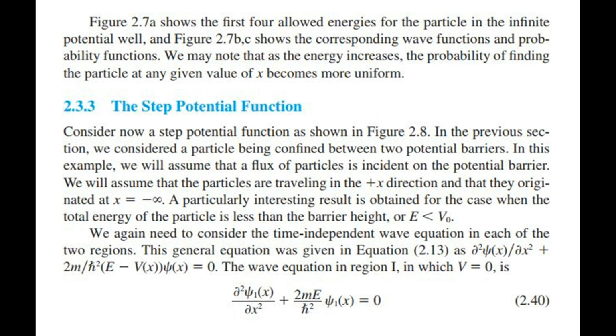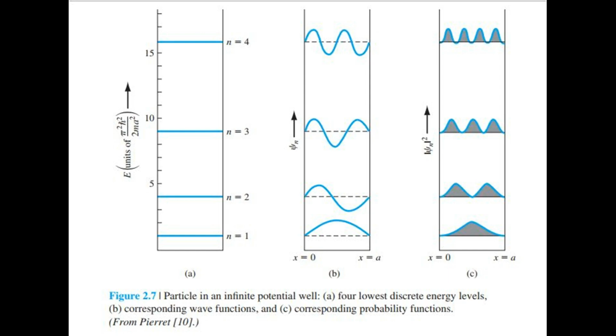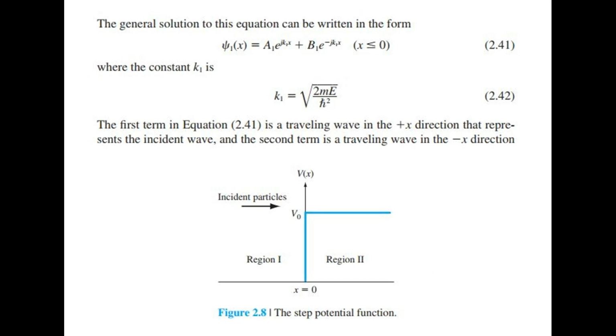The wave equation in region I, in which V = 0, is given. Figure 2.7: particle in an infinite potential well, (a) lowest discrete energy levels, (b) corresponding wave functions, and (c) corresponding probability functions. The general solution to this equation can be written in the form where the constant k1 is defined. The first term in equation 2.41 is a traveling wave in the +x direction that represents the incident wave, and the second term is a traveling wave in the -x direction.